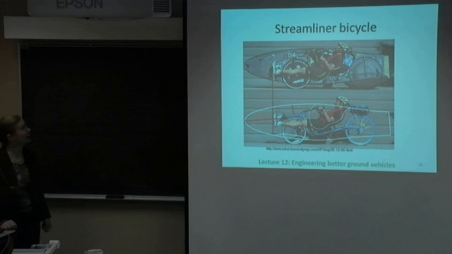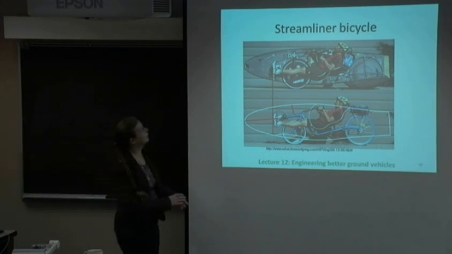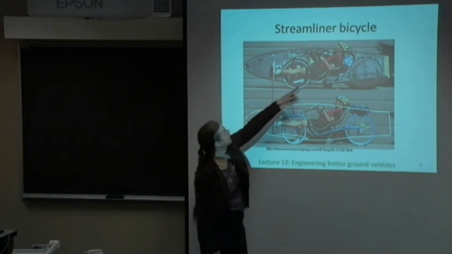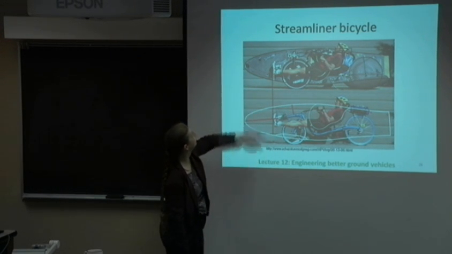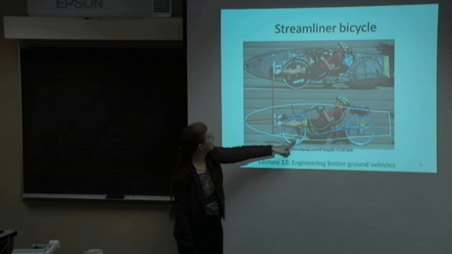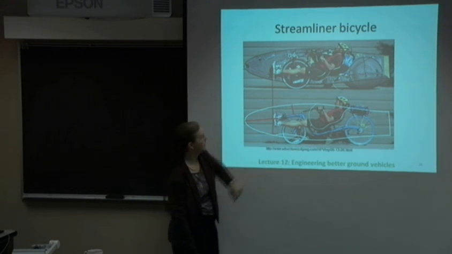Here's the streamliner bicycle. So here, you can see the inside. The guy is going to get a crick in his neck trying to look out front, but the case has a shape like that. He's recumbent, and over here he's got his foot down, so he's not going very fast.